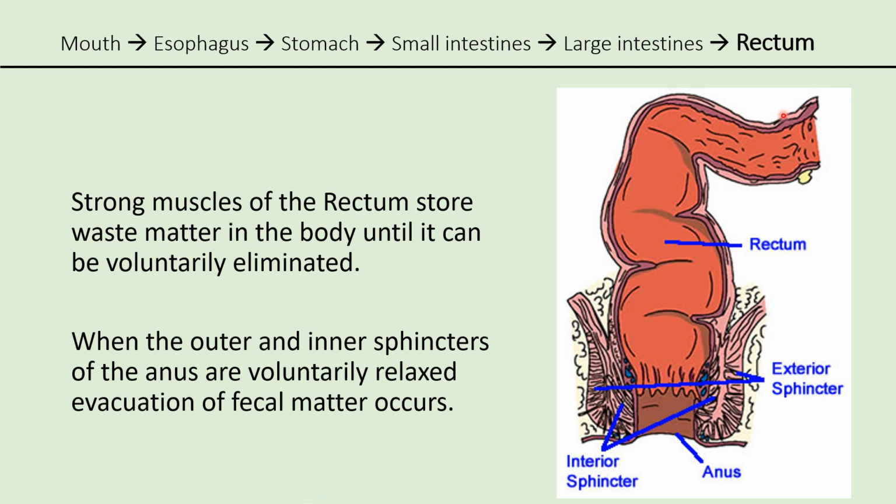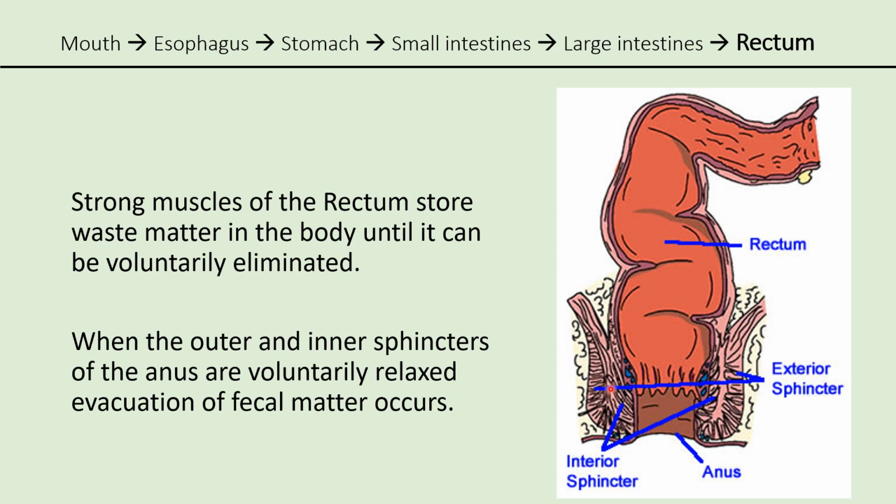Okay, so we moved into the rectum. We are going to talk a little bit more about the large intestines in terms of the gut microbiota that live there. These are really, really important to us, and so I'm going to talk about them in a separate section. So let's talk about the rectum here. Here is the end of the large intestine, and you can see there are lots of strong muscles. Again, we have more sphincters. We have two actually that surround the rectum. And these muscles store waste matter in the body, our feces, until it can be voluntarily eliminated.